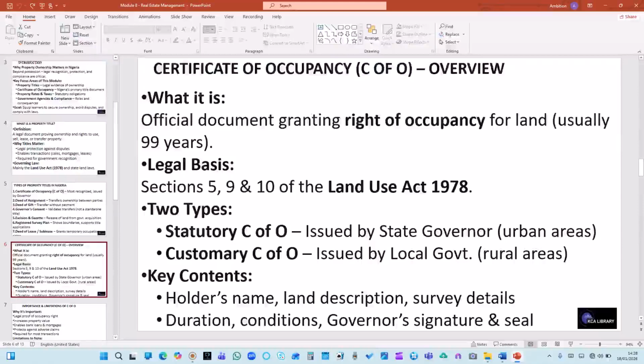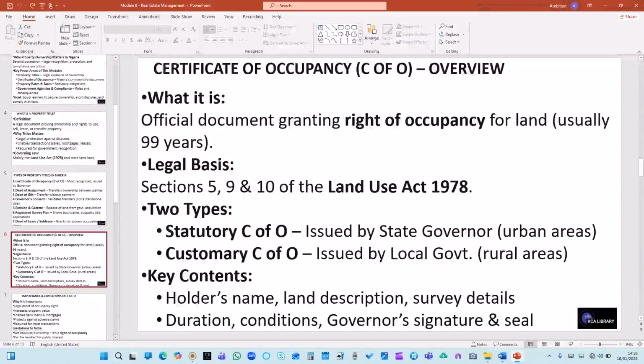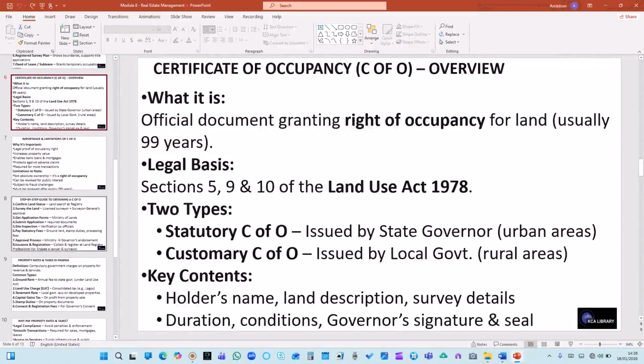The certificate of occupancy is of two types. The first type is statutory C of O, which is issued by the state governor in urban areas. We have customary C of O, which is issued by local government in rural areas. The key content in a certificate of occupancy include the holder's name, land description, and survey details. Then other content that may be found there is the duration, the conditions, and governor's signature and seal. So these are some of the contents of a certificate of occupancy.